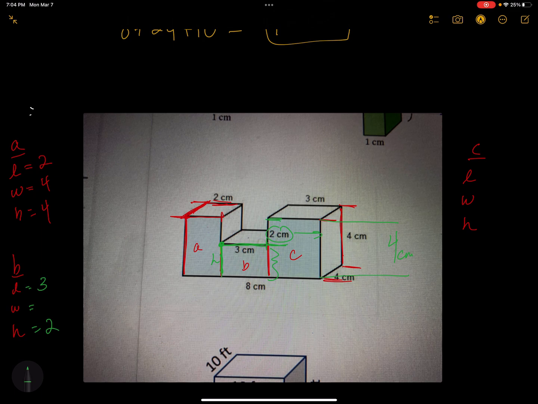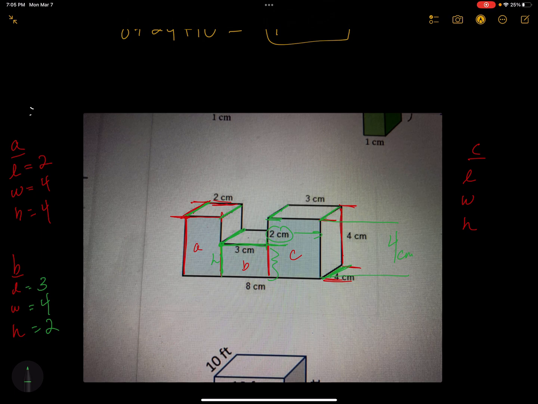Now we look for our width, our front and back, right here. Do we know what this one is? It's the same width as up here. It's the same width as here, and we already know that, right? It's the same width as right here, and that's 4. And so we got that one.